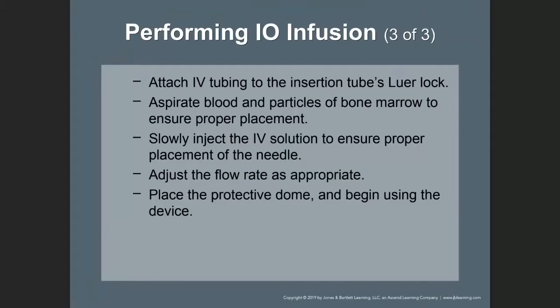Attach the IV tube into the insertion tube's lower lock. Aspirate blood and particles of bone marrow to ensure proper placement. Slowly inject the IV solution to ensure proper placement of the needle. Adjust the flow rate as appropriate. Place the protective dome and begin using the device.